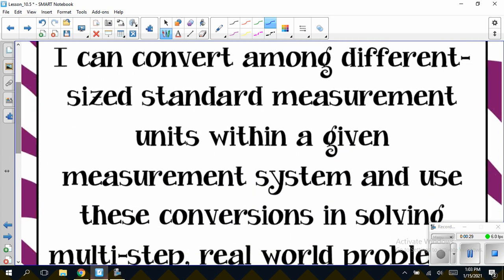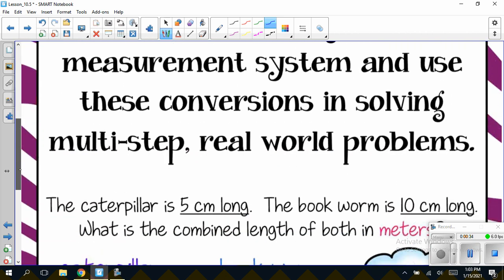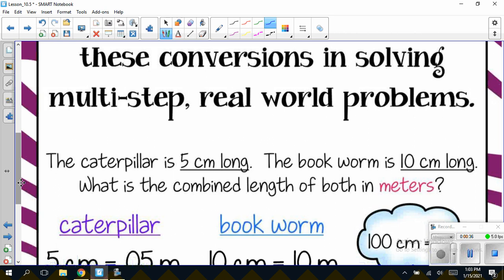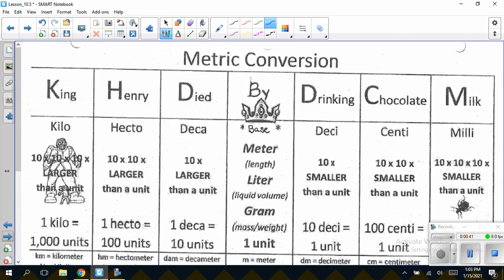I can convert among different size standard measurement units within a given measurement system and use these conversions in solving multi-step real-world problems. So as we are doing our metric conversions, there is a saying we like to use in the fifth grade, and that saying is, King Henry died by drinking chocolate milk. Obviously, we use this saying because each first letter of the word is representing a prefix for our metric system.